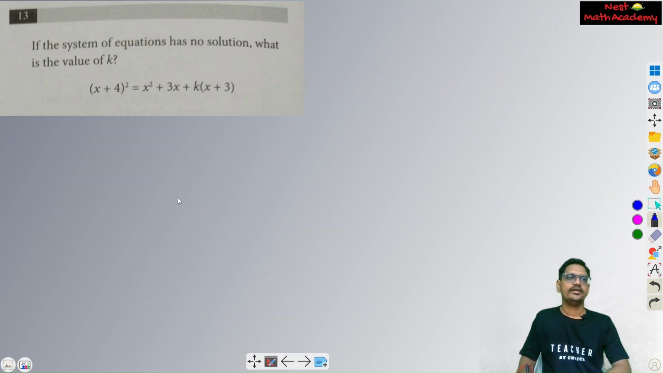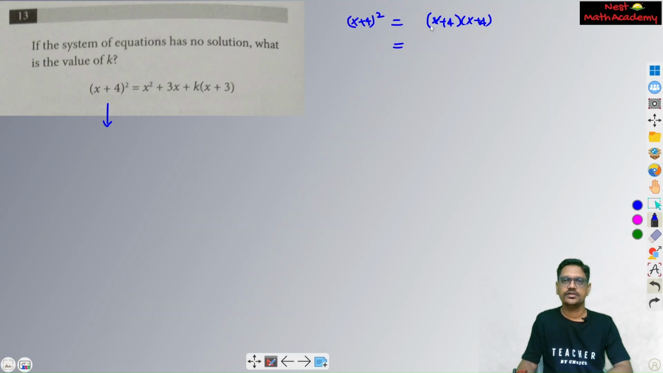Question number 13. If the system of equations has no solution, what is the value of k? Okay. Let's simplify this first. x plus 4 whole square, x plus 4 times x plus 4. x plus 4 square means x plus 4 multiplied by itself, which is x times x, x square, 4x plus 4x, 8x, plus 4 times 4, 16.